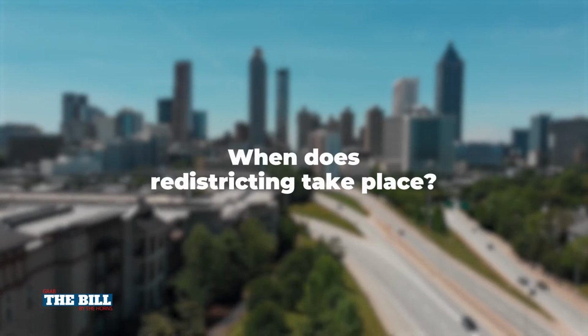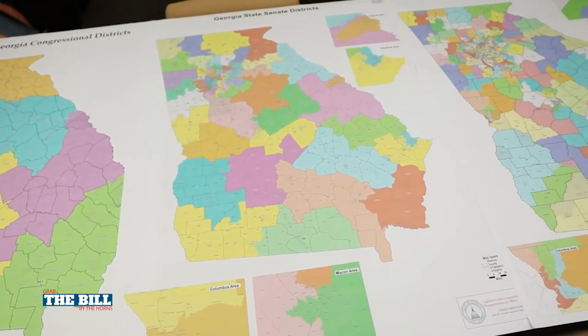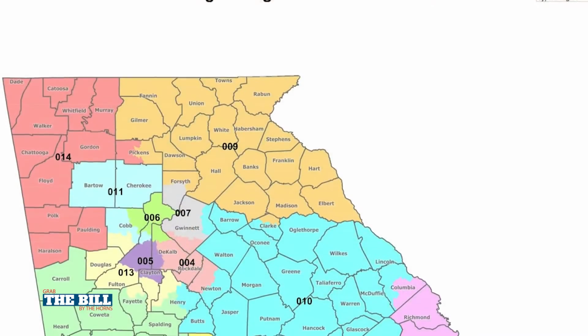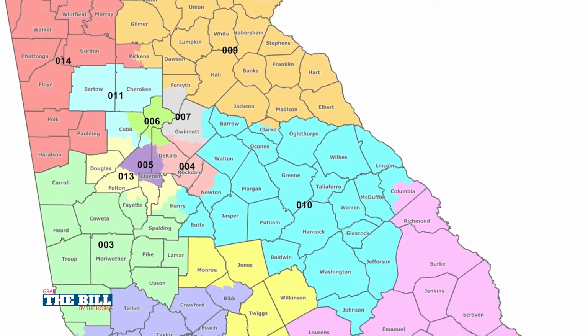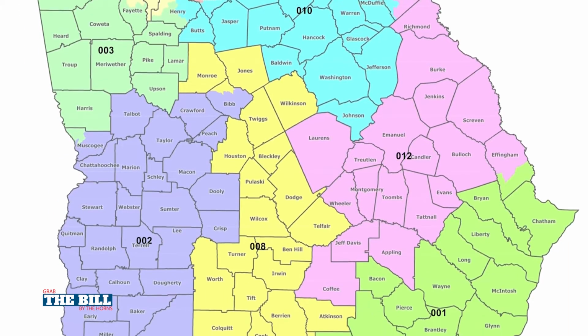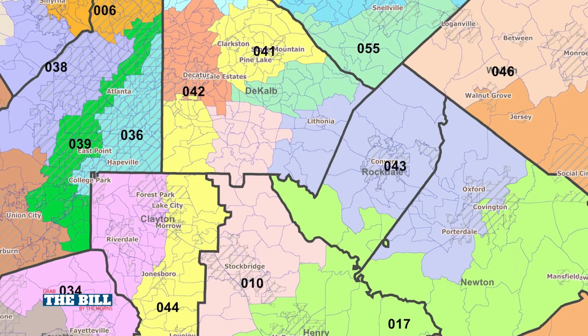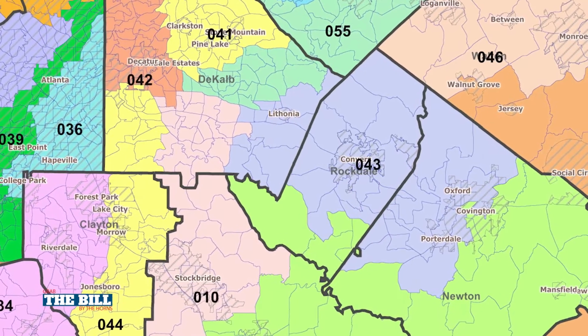So when does redistricting take place? Traditionally, the governor of Georgia issues a call for a special legislative session in the late summer or early fall, following the arrival of the new census data, which is every 10 years. The sole purpose of this session is to adopt newly redrawn maps for all statewide district plans and may also include the new maps for local county commission or school board districts.